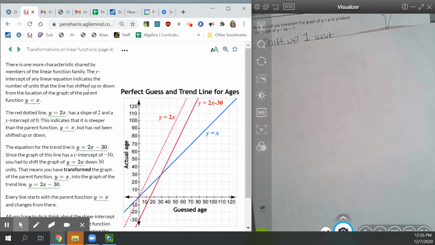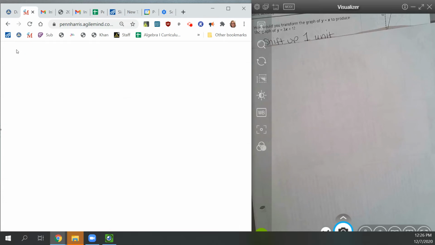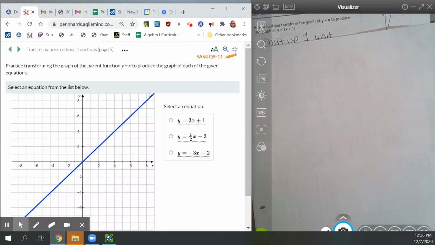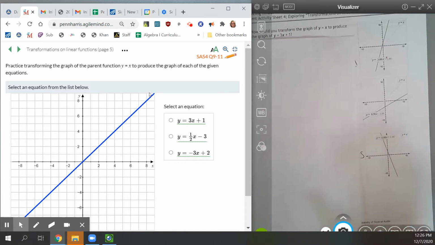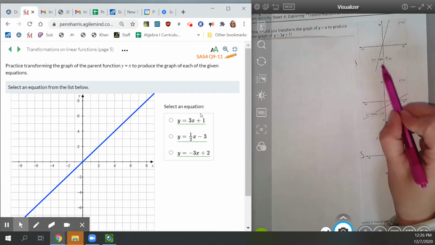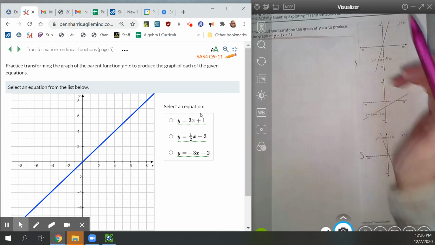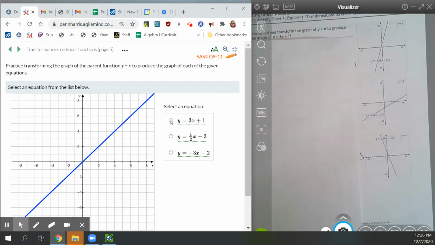Okay, so what we're going to do here, let's see if Agile Minds wants to load here for us. Okay, so what we have, guys, is 3 different graphs here. And what we want to know is what transformations it makes from the parent function? So they give me the equation 3x plus 1 for this first question. So I'm going to choose this equation.